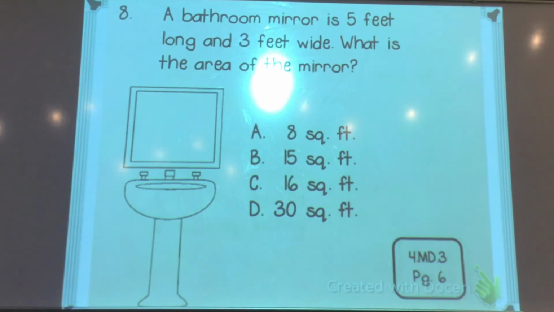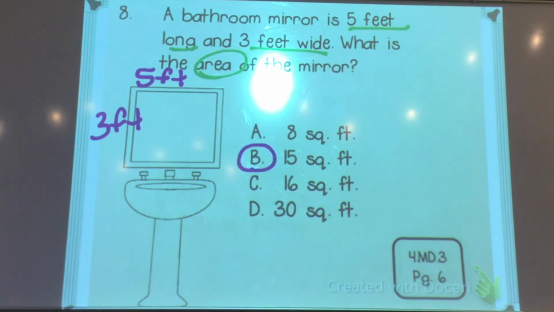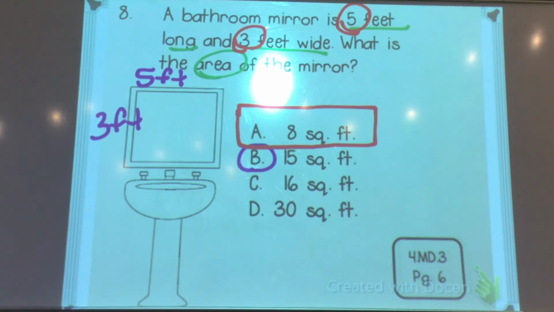A bathroom mirror is 5 feet long and 3 feet wide. What is the area of the mirror? Okay, they already have the picture drawn for us. You can draw your own. So 5 feet long and 3 feet wide. 5 times 3 equals 15. Now I want to point out something a little important here. Look at answer A. You can see that they put that answer in there as a little trick because some people are going to see that 5 and 3, they're going to add them and say 5 plus 3 is 8, so A is the answer, but please don't let that trick you.